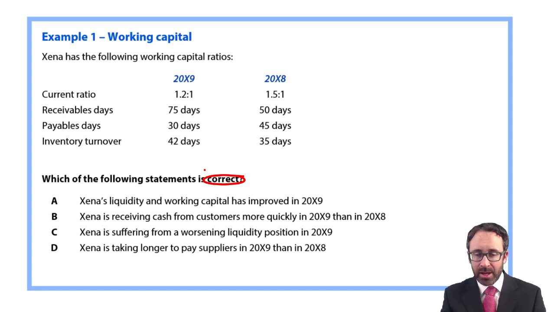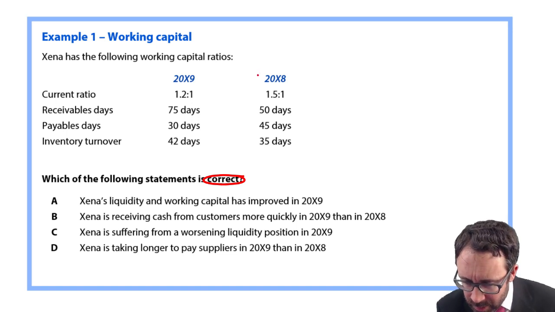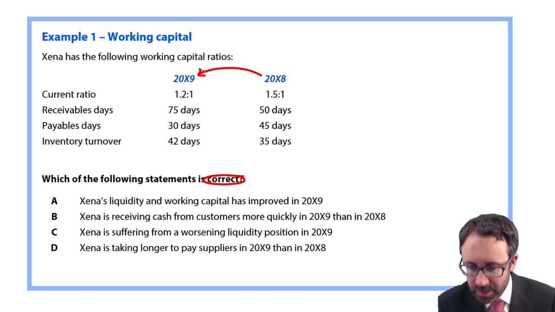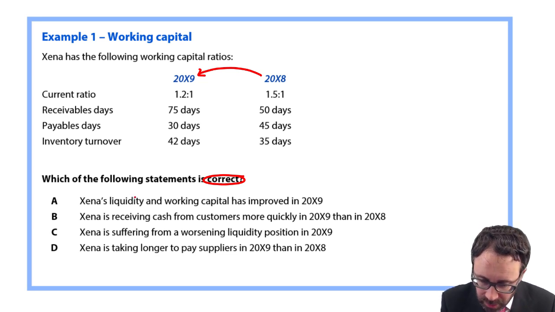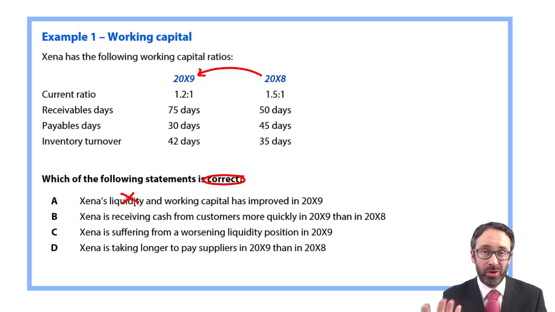A, B, C, and D. So it says Zena's liquidity and working capital has improved in 20x9. So we're going from 20x8 to 20x9. And effectively what you've got there is those ratios, the four of them. The current ratio is talking about your liquidity. And we can see there that the ratio has gone from 1.5 to 1.2. So the liquidity hasn't improved. So it's definitely not A.